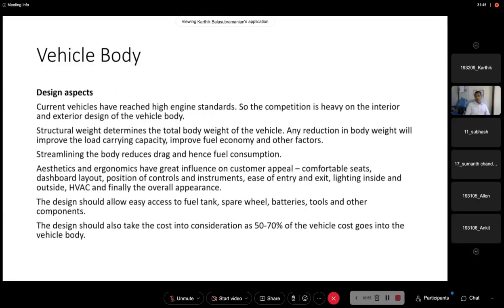So what are some of the design aspects? See, if you look at the vehicle body, most of the vehicles today have reached very high engine standards. To get improvement in the engine is so difficult because now the engines have achieved very high efficiency and so on. And then we have even started moving on to the electric vehicles. So between different companies, the competition is mainly in terms of the vehicle body design, the aesthetic aspects, right? So structural weight of the vehicle body, load carrying capacity, all these things play a greater role. And what is the aerodynamics of the vehicle? All of them play a very important role.